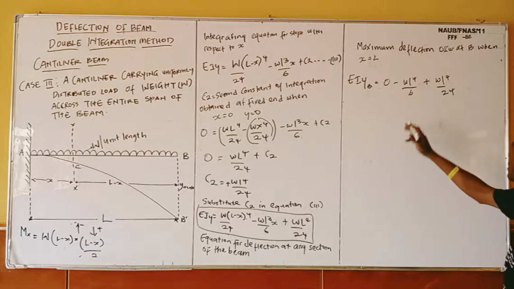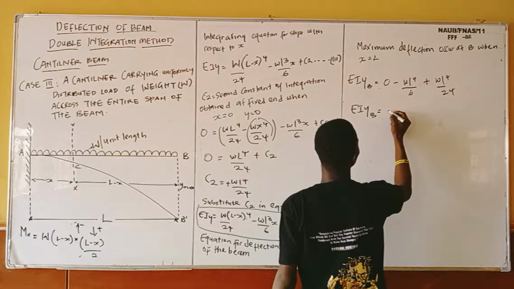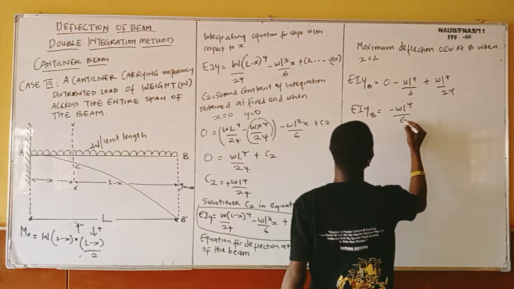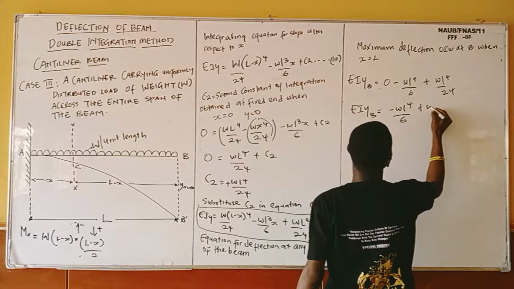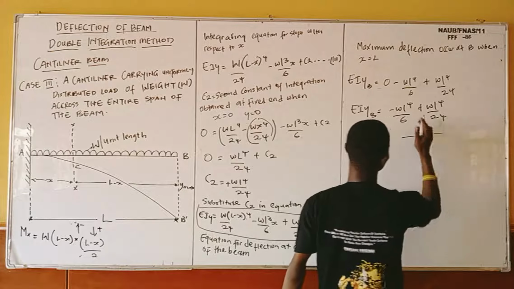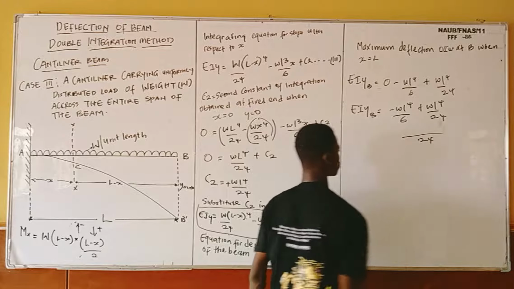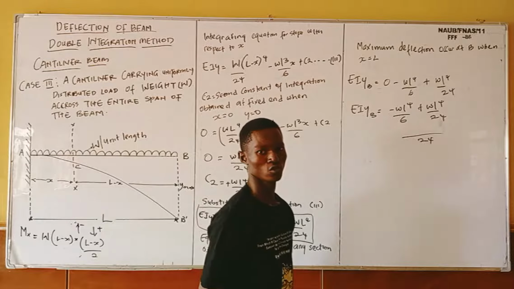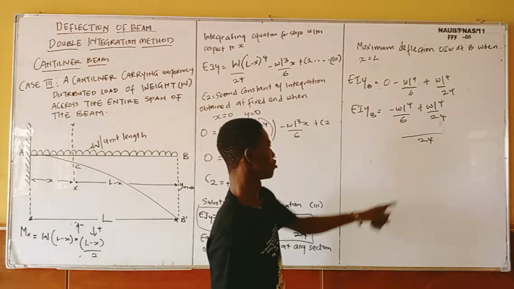The next thing for me to do is let me write this now. Let me remove this zero. I'm going to have negative WL^4 over 6 plus WL^4 over 24. So the next thing is to find the LCM so that it becomes one whole. The LCM of 24 and 6 is 24. So how many 6 can I see in 24? It's 4. 4 times this gives me minus 4WL^4. I have positive here, and 24 into 24 is 1. The 1 multiplied by WL^4 is WL^4. You understand? I have negative here, I have positive here.